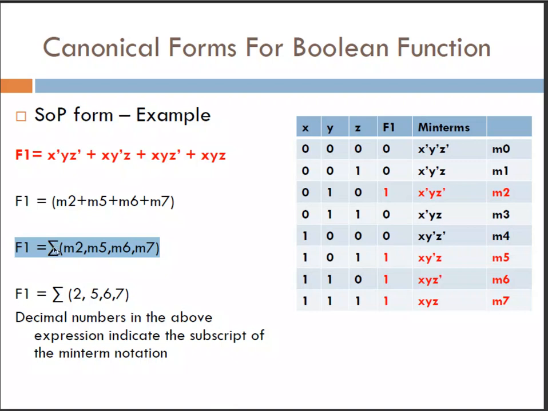It is a sum of those min terms 2, 5, 6, 7. These expressions are equal; this operation, this sum, is substituted with this notation. Simply, we can write it this way: summation of 2, 5, 6, 7. The decimal numbers in the above expression indicate the subscripts of the min term notation: 2, 5, 6, 7. Good, this is a canonical form.